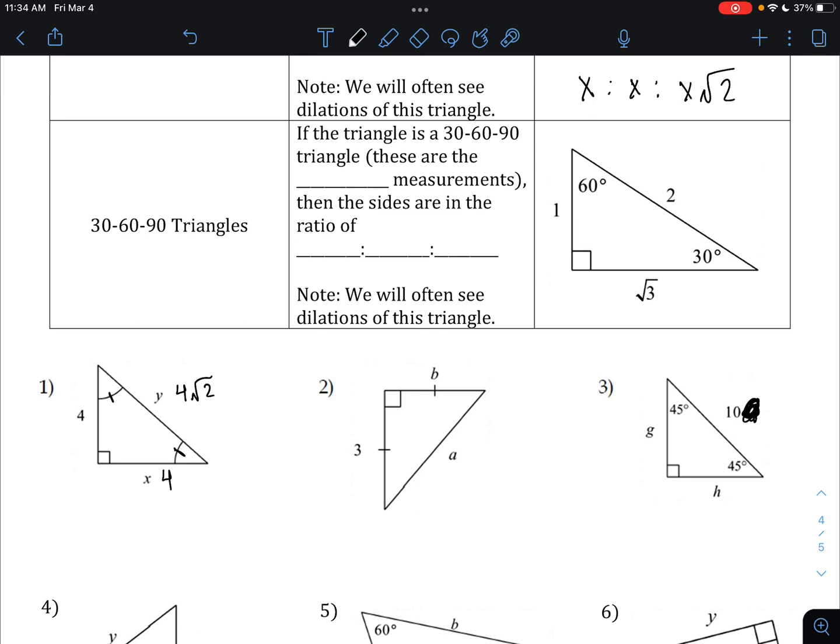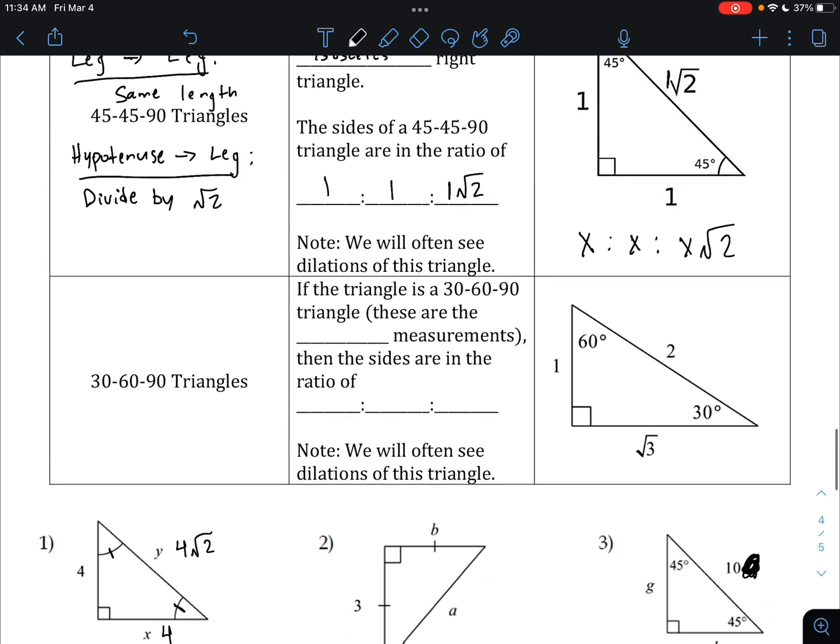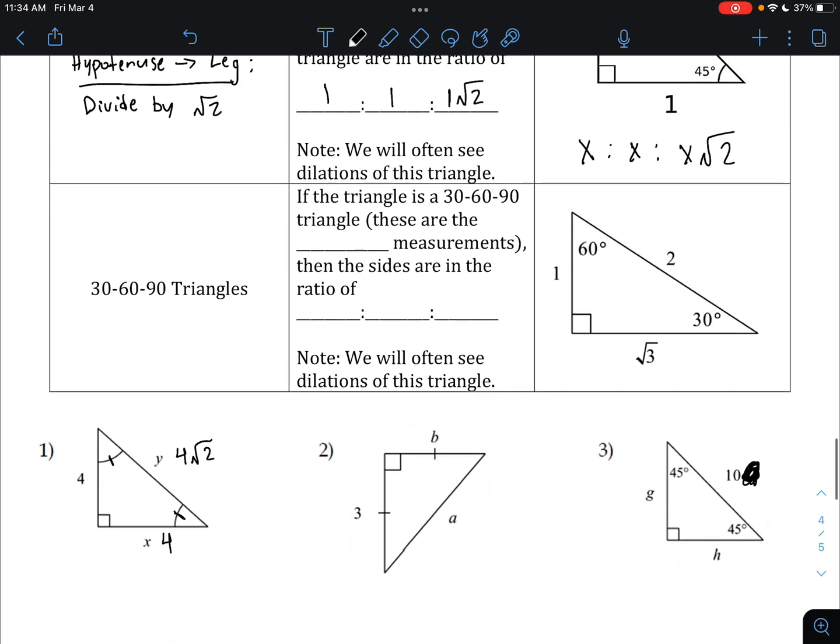So now I've got a problem where I'm given the hypotenuse is 10, and I want to find G and H. So then G is 10 divided by the square root of 2, and H is 10 divided by the square root of 2. But I can't stop there.